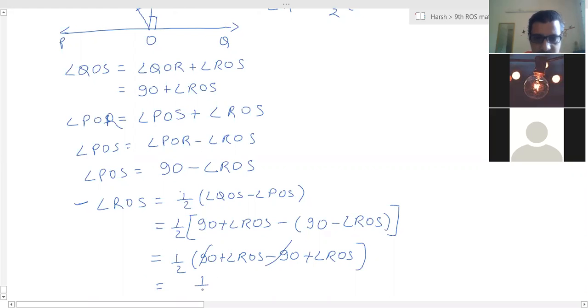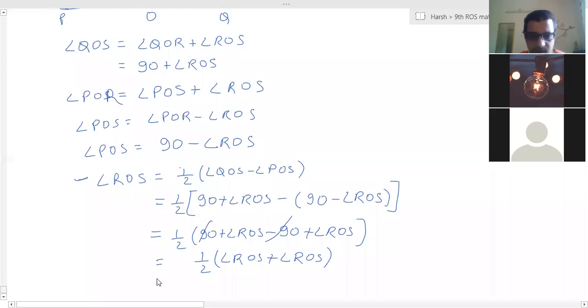So it is half of angle ROS plus angle ROS, which is 2 angle ROS. Half into 2 angle ROS, which gets cancelled, right? Yes, sir. LHS is equal to RHS. So anybody else?